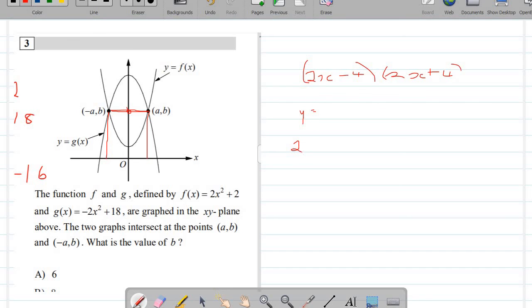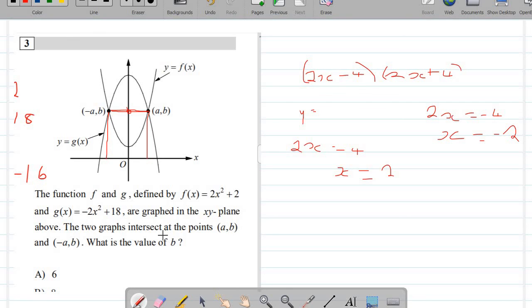So 2x is equal to 4, while the other one is 2x is equal to minus 4. So what's x? x equals minus 4 over 2, which is minus 2, while this one x equals 2. So you have your two values, 2 and minus 2. Now if you want to know your a values, your a values here are 2 and minus 2.